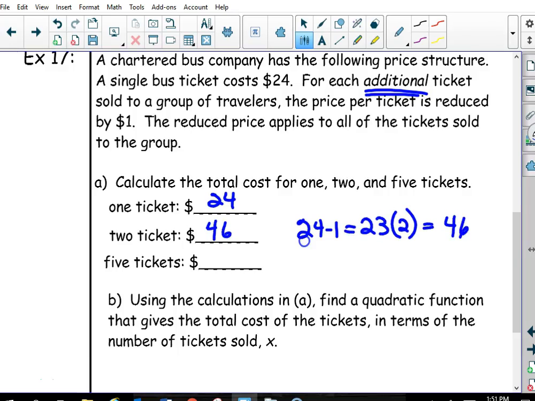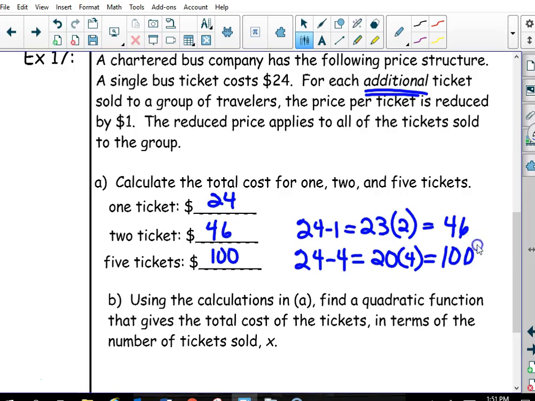And at 5 tickets, they're going to reduce the price. Remember, they're going to reduce it only for the additional people past 1. So they're going to reduce this by $4. So we get 20 times 5. Let's charge the whole group for the tickets, or each person pays 20. It's $100 total.